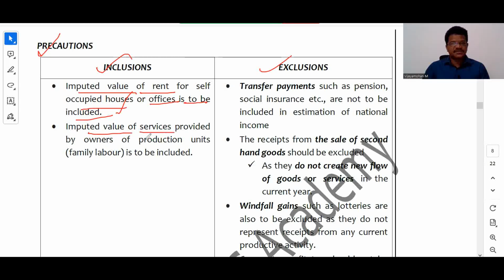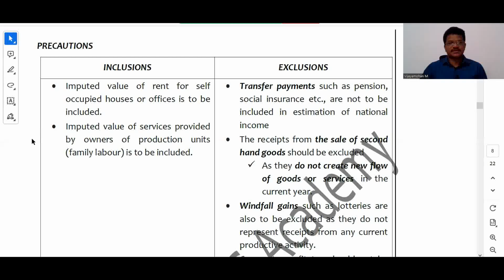Imputed value of services provided by owners of production units, family labor is to be included. So imputed value of services, if there is any family labor involved, then you have to include it while calculating national income, right? Now, what are the exclusions? This is important.